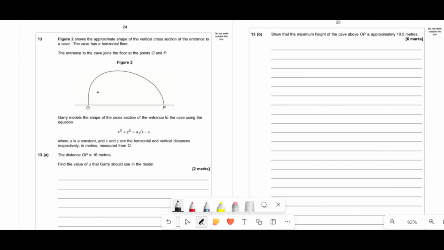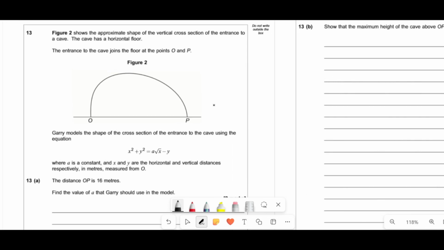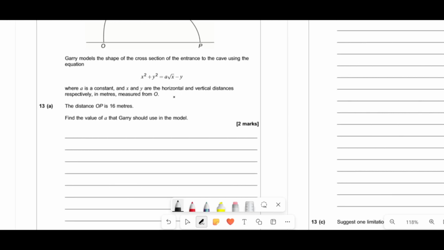Figure 2 shows the approximate shape of a vertical cross-section in the entrance to a cave, and it has a horizontal floor. The entrance to the cave joins the floor at the points O and P. So Gary models the shape of this cross-section of the entrance using this equation, x squared plus y squared equals a root x minus y, where a is a constant and x and y are the horizontal and vertical distances respectively in meters measured from O. The distance OP is 16 meters. Find the value of a that Gary should use in the model.